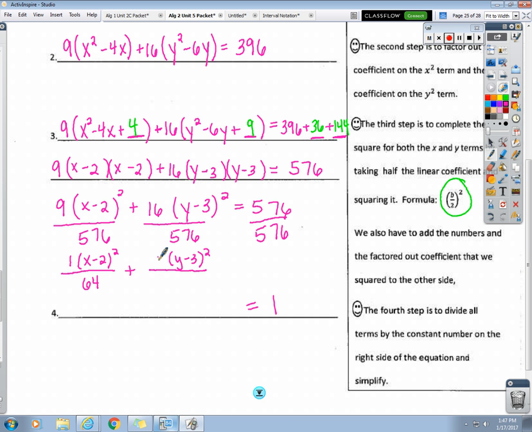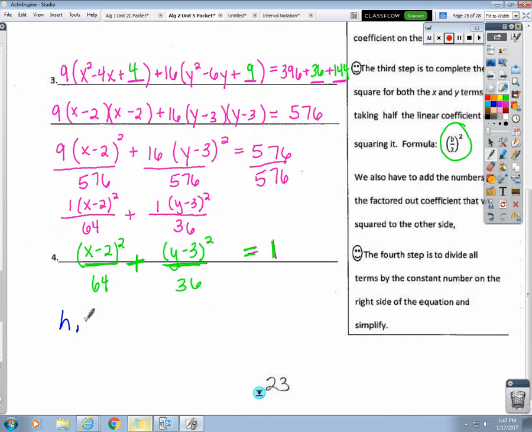1 over 36. Okay, but now look, is there really any need to write those 1's out here? No, so couldn't I just write x minus 2 squared in the numerator? I don't have to write the 1 over 64, and then plus y minus 3 squared in the numerator over 36, and then equals 1. And isn't that now the equation of an ellipse in standard form? Can't we now easily identify the h, the k, the a, and the b?